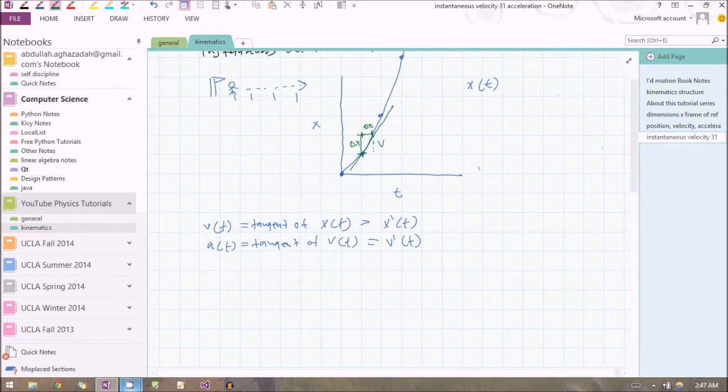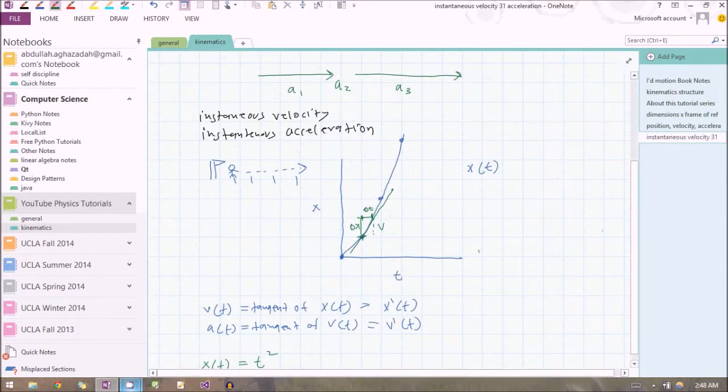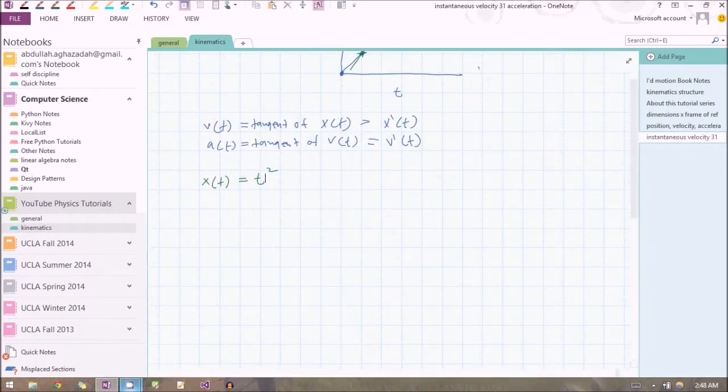So let's say that I tell you that my position as a function of time, x of t, is going to be, I don't know, t squared, right? So I tell you that, which is the case in this case actually, my position is going to be time squared. So that really is what I drew out there. So I tell you my position as a function of time, and I want you to find out my velocity as a function of time and my acceleration as a function of time.